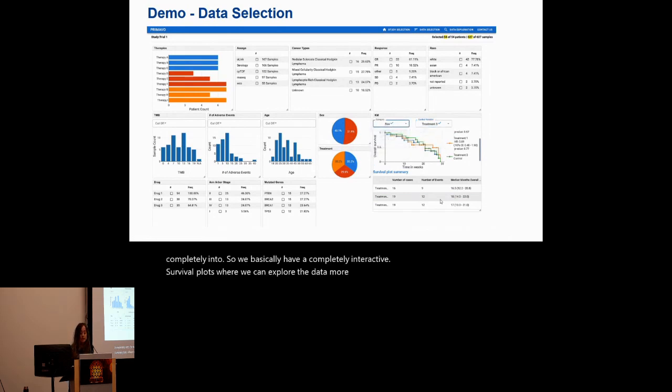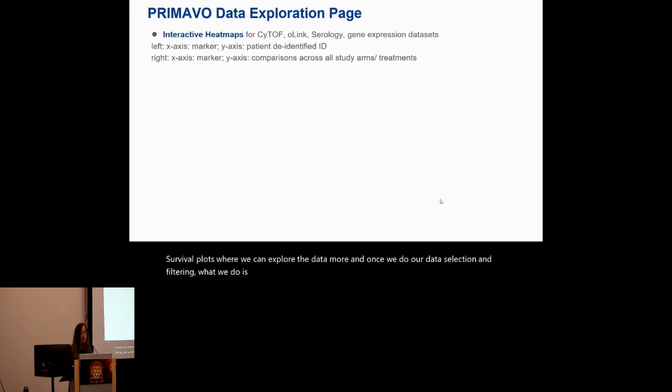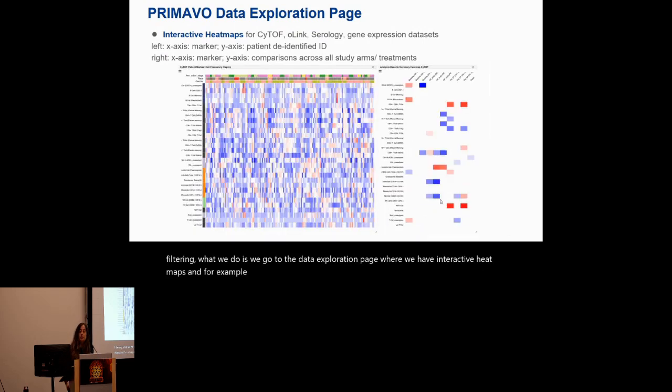And once we do our data selection and filtering, we go to the data exploration page where we have interactive heat maps for, for example, CyTOF, O-link, serology, and gene expression assays. On the left heat map, the x-axis are the markers that we're measuring, and the y-axis is the patients with their de-identified IDs.